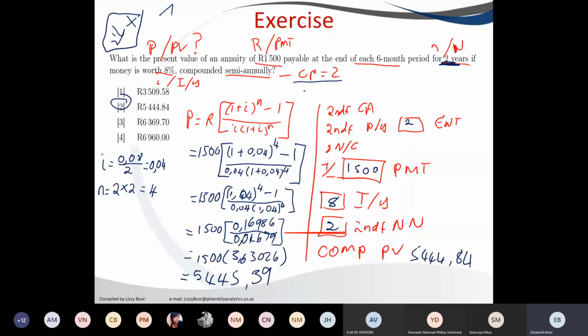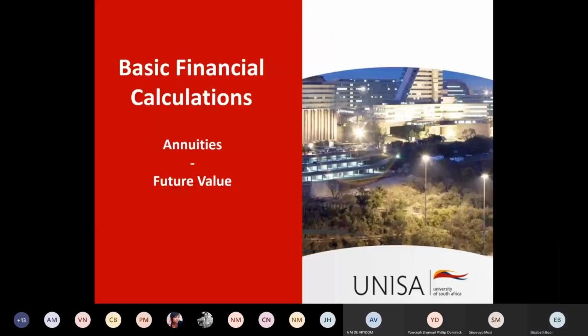Unless you know somebody who has it and does QMI, you can ask them, and if you stay in the same street with them, you can ask them to lend you theirs by the time you go write your BNU exam. Very important to have a financial calculator. Okay, and that concludes what we're supposed to do in the first half.